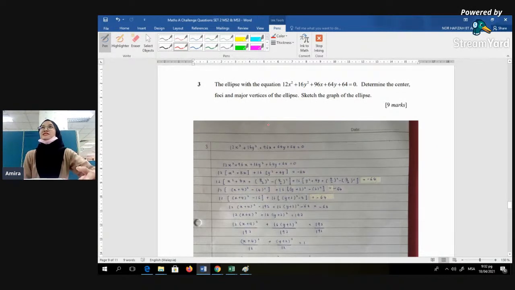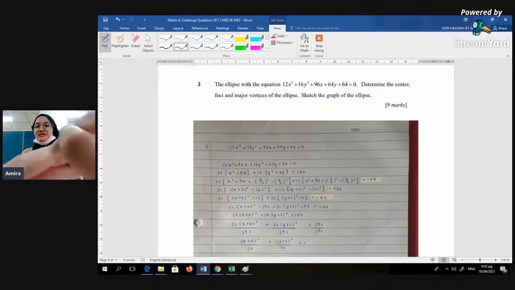Center. Belum start ke belum? Belum. Tutup dulu.